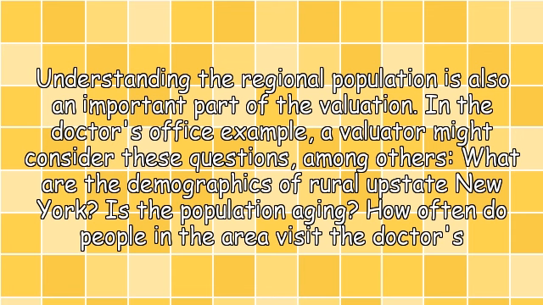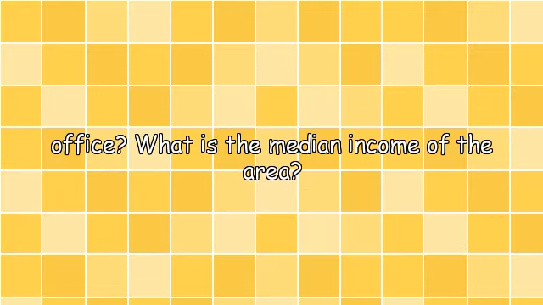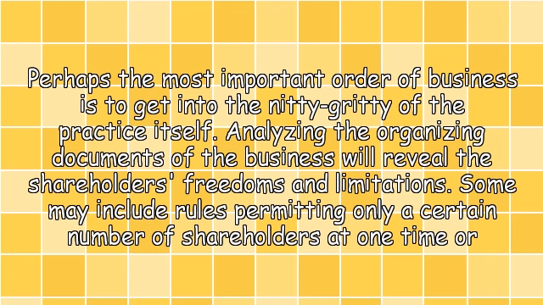Perhaps the most important order of business is to get into the nitty-gritty of the practice itself. Analyzing the organizing documents of the business will reveal the shareholders' freedoms and limitations. Some may include rules permitting only a certain number of shareholders at one time or banning the sale of shares without consent of the other shareholders. These will affect the overall valuation.